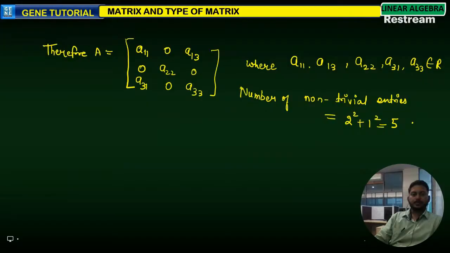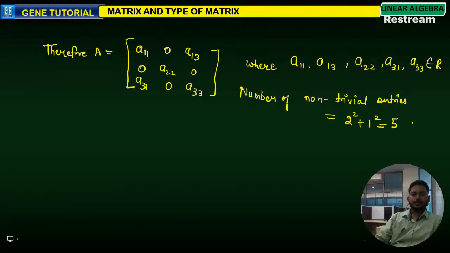Now come to the next problem, which basically asks to find its non-trivial entries, and whose entries commute with every diagonal matrix.